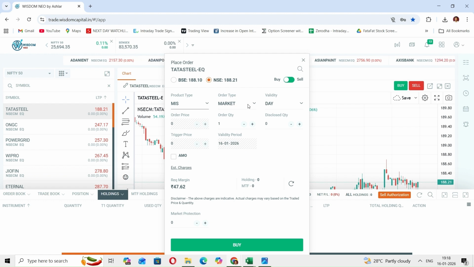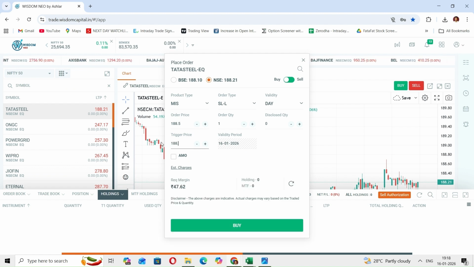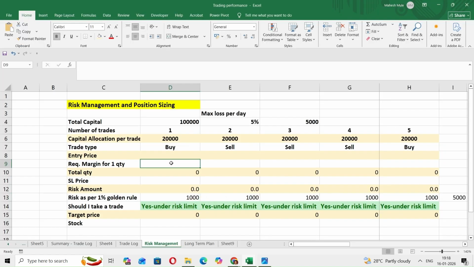If I want to take it at a market price, I will select market, but generally we don't take at a market price. We generally take at a candle high or candle low, right? So suppose my candle high is at 188.4, so I will enter a trade at 188.5. Order price same as trigger price, 188.5. So if you see here, my required margin for one quantity is 47.69. I will put this here.